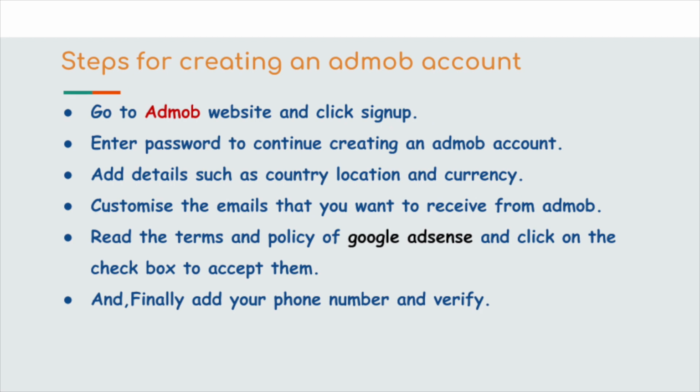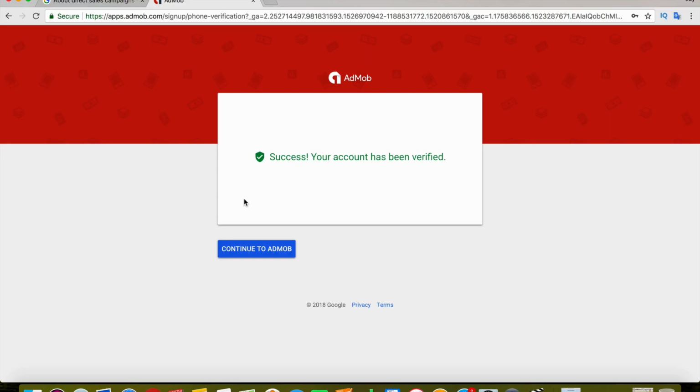And hence the steps involved in creating an AdMob account are: go to the AdMob website and click sign up, enter your password to continue creating an AdMob account, add details such as country location and currency, customize the emails that you want to receive from AdMob, read the terms and policy conditions of Google AdSense and click on the checkbox to accept them, and finally add your phone number and verify, and you are done creating an AdMob account successfully. After you have verified your phone number, it will show a success message, and now you can click on the option saying continue to AdMob, and now your account has been created.